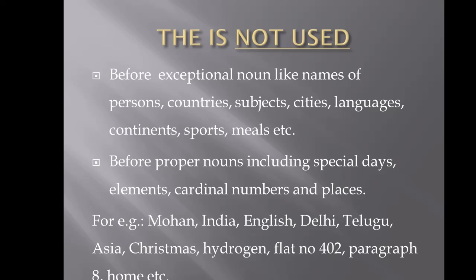Coming to the article the, where it is not used. The is not used before exceptional nouns like names of persons. Example, Mohan and Sohan are two brothers. The is not used before the names of countries. Example, India and Japan are two countries. The is not used before the names of cities. Example, Hyderabad is the capital of Telangana, Delhi is the capital of India.